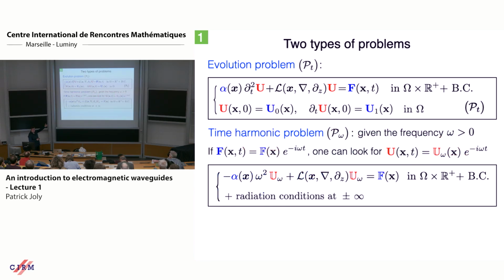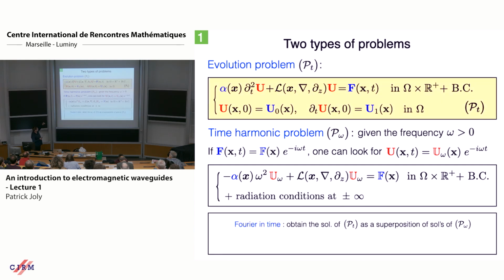So the two problems, as you can imagine, are related. For instance, if you apply the Fourier transform in time to the first problem, formally, the Fourier transform is a solution of the second one. Moreover, another way to see that is to say that the solution of the second problem will be the limit, or will represent the behavior for large time, of the solution of the first problem, provided that the source term is time harmonic. Okay.